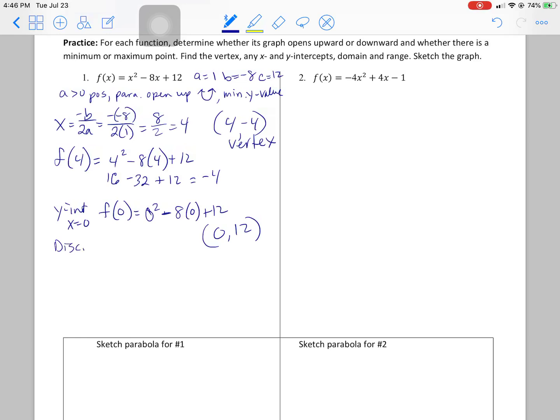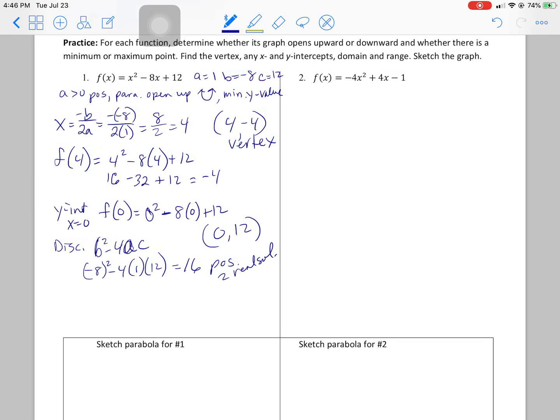Discriminant is to give me an idea of what this looks like. That's b squared minus 4, a times c. So b -8 squared minus 4 times 1 times 12. 64 minus 48, not 16. Okay, use your calculator if necessary. It's positive, so I should get 2 real solutions, right?